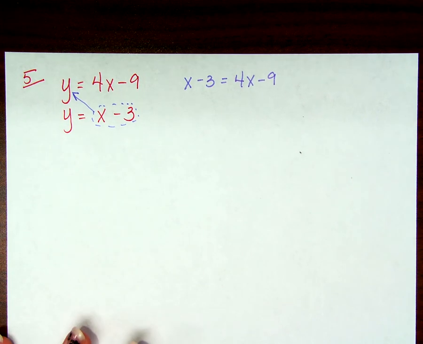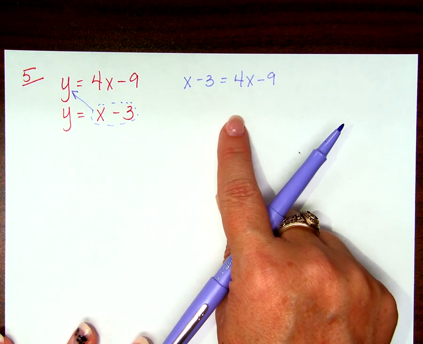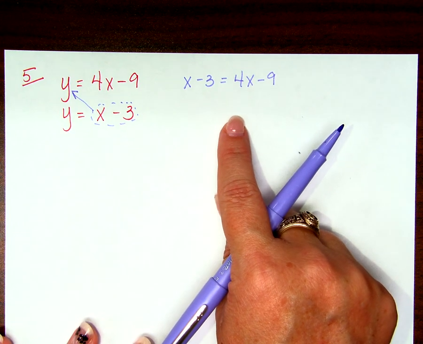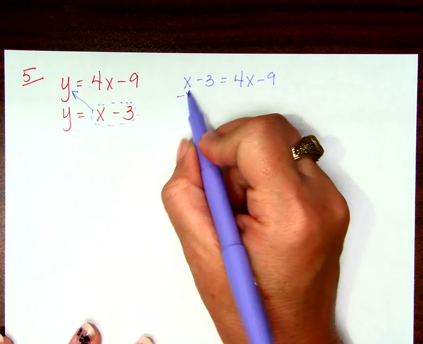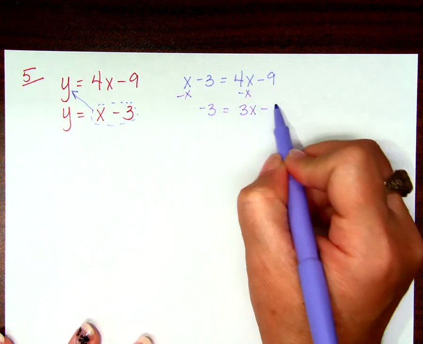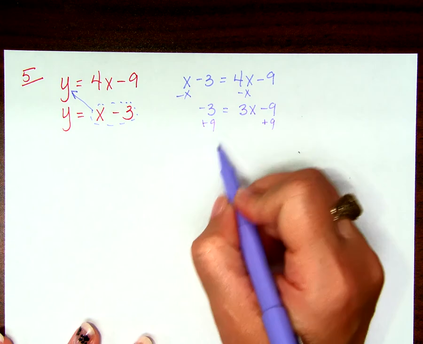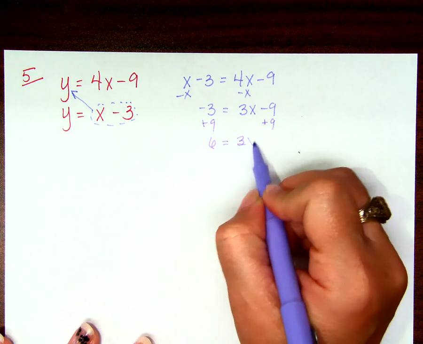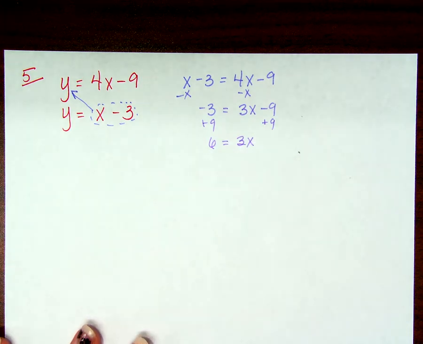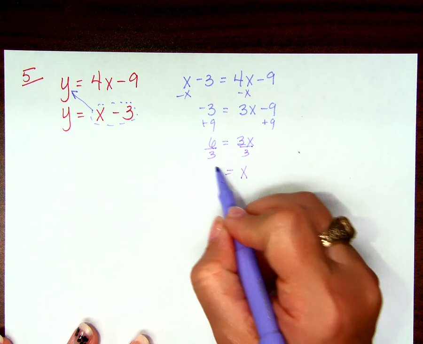Does everyone see where that came from? Okay. How long have we been solving equations like this? 7th grade? 8th grade? Long time, right? So subtract x from both sides. Negative 3 equals 3x minus 9. Add 9 to both sides. 6 equals 3x. Because you divide both sides by 3, x equals 2.